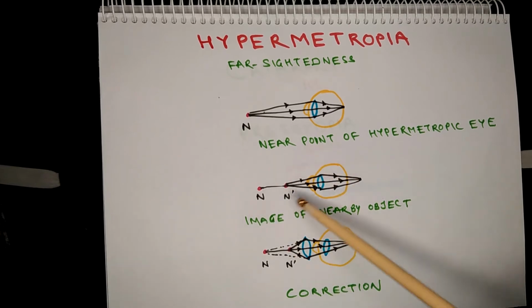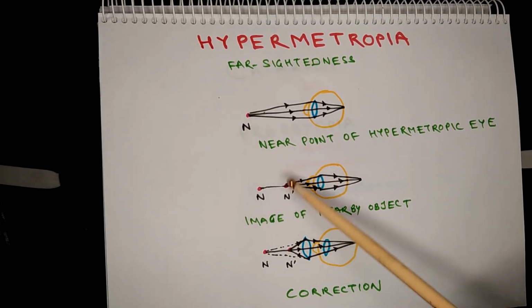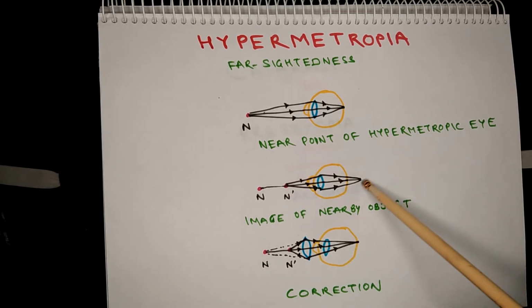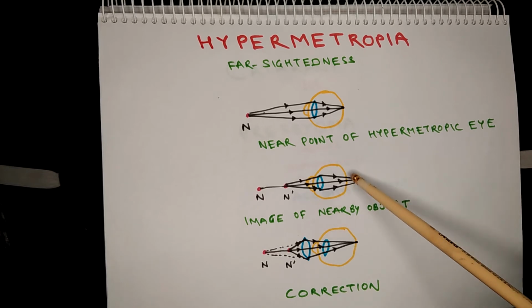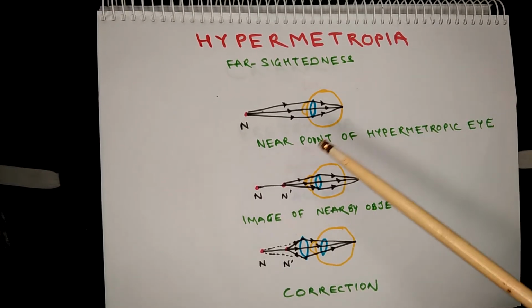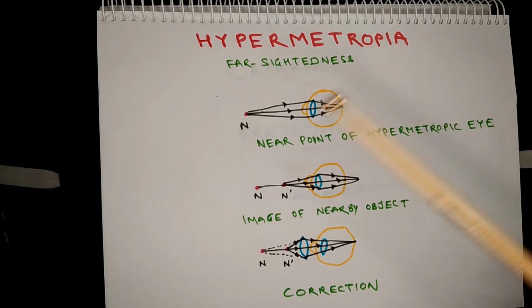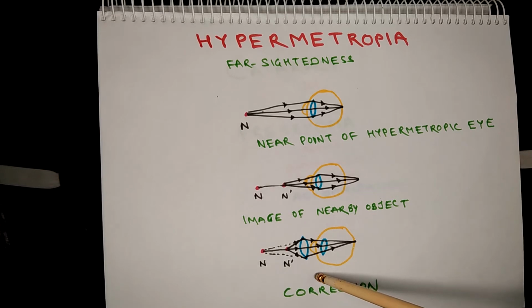But if the object is placed at the normal near point, or the near point of a normal eye, these rays of light get focused behind the retina and the image is formed over here. So a blurred image will be formed on the retina, and due to this, the person is unable to clearly see a nearby object. Now it is rectified by using a convex lens of suitable focal length.